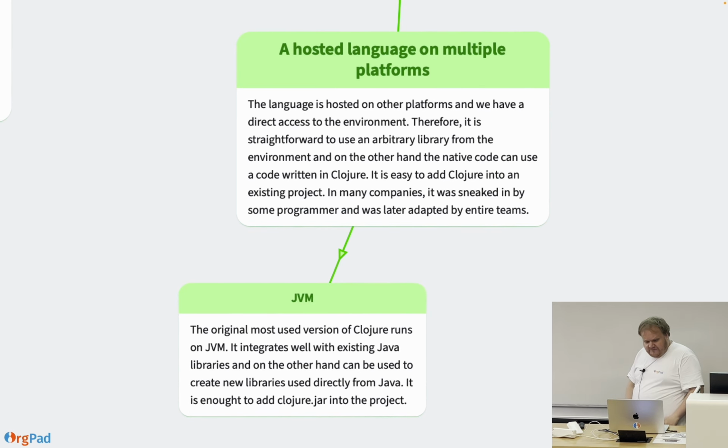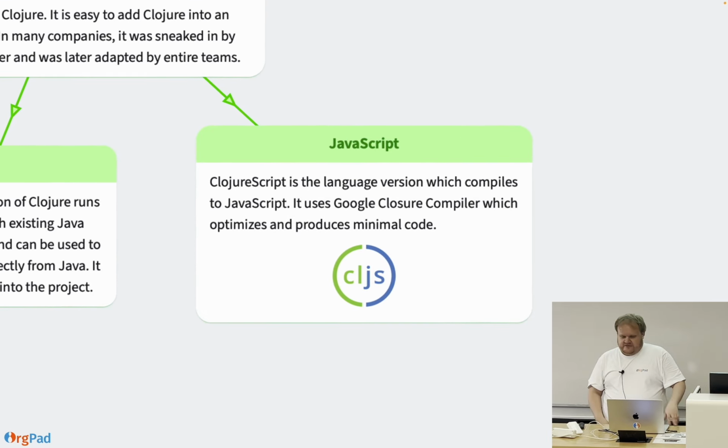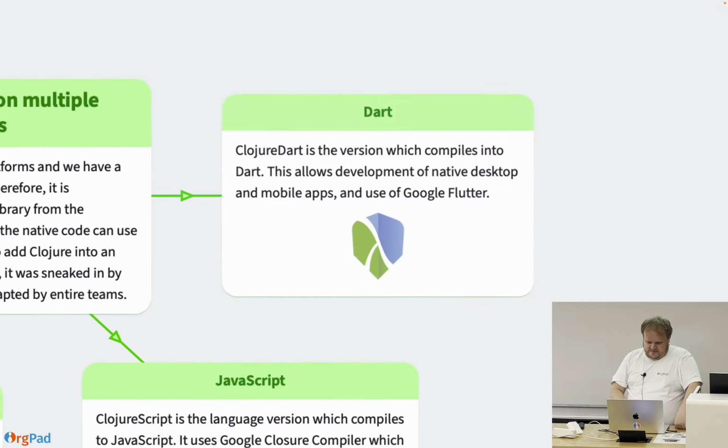So there's the JVM version, and later they also built other dialects or variants of Clojure. One of them I really like is the JavaScript version. It's called ClojureScript, and it allows you to target the web. This OrgPad is written in Clojure on the backend, and the frontend is written in ClojureScript. So it compiles into JavaScript.